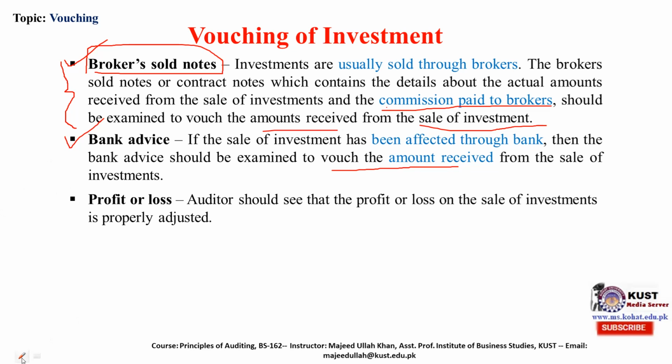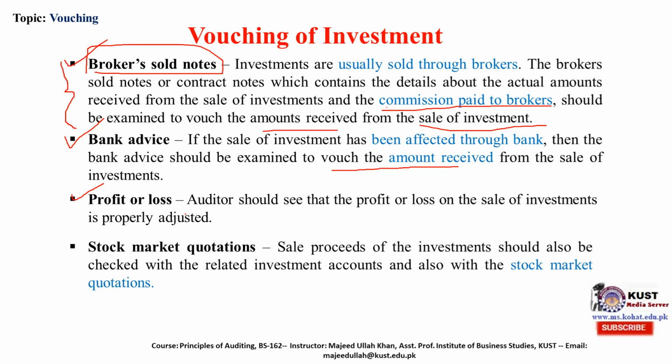Third is profit or loss. It can be confirmed by the auditor that the loss or the profit on the sale of investment has been properly adjusted.